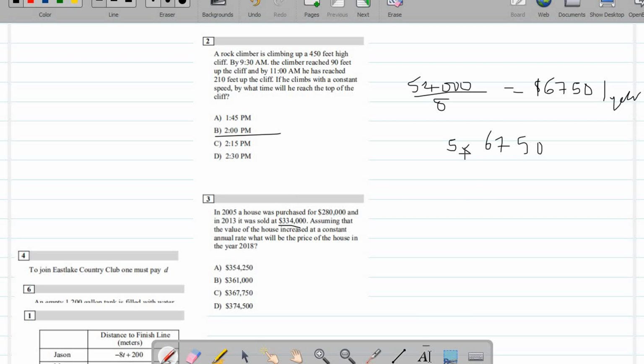So that's 5 times 6,750. That'll give us 33,750. Add that to 334,000. That'll be 367,750. So look at that, 367,750. That's C. Let's go to the next one. Question number 4.